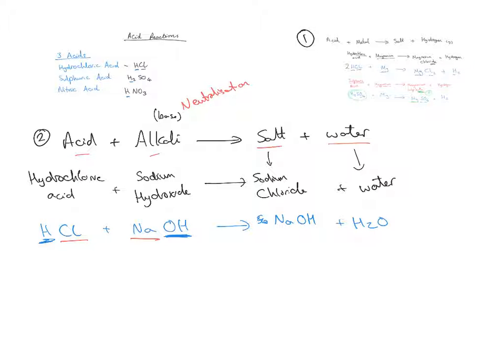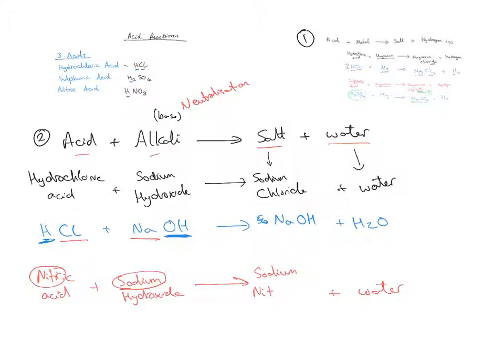If I used nitric acid instead and added it to sodium hydroxide, I would still form water, and I would still form a salt, but now my salt would be called sodium nitr. Now the nitric acid, remember, has an oxygen in it, so it would be called nitrate. Sodium nitrate and water. Using the symbols to check that.